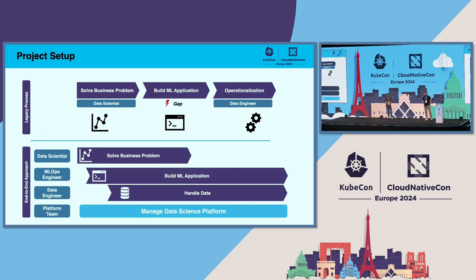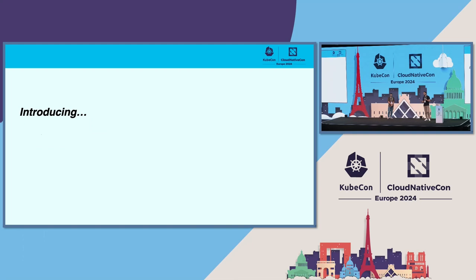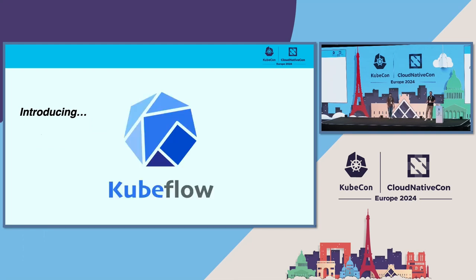Data engineers are also always very relevant because they provide the data in a robust format so that we can use it from our data lake to build our models. And then again, the platform team who manage our data science platform, which we will talk about in a second. And to really use this process efficiently, we were lacking the actual tools to do that. And with that, we introduced Kubeflow. And with that, I will hand over to you, Luca.